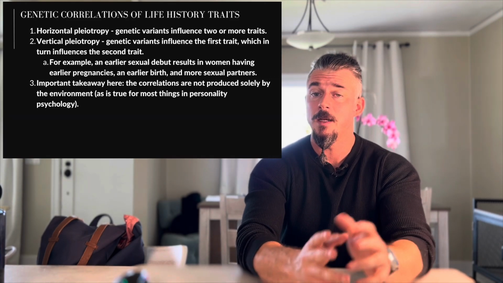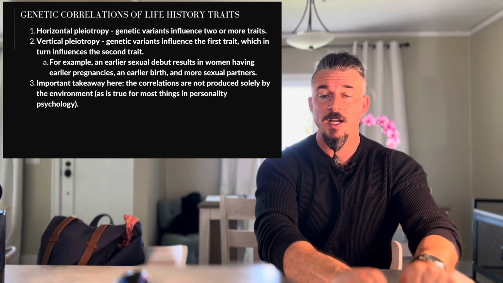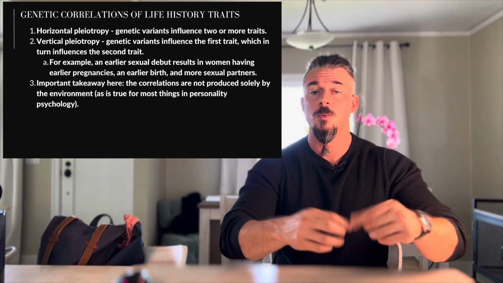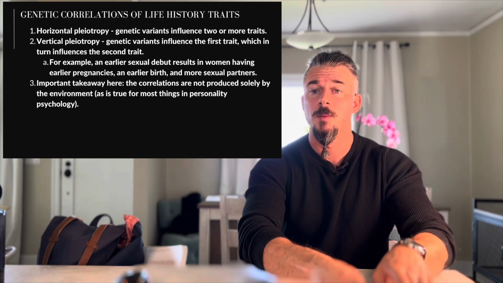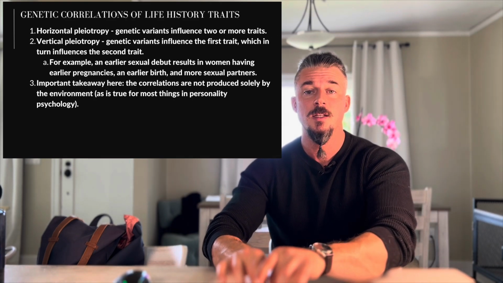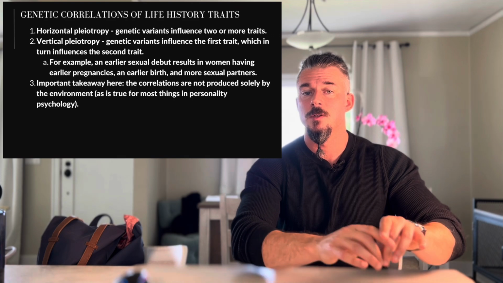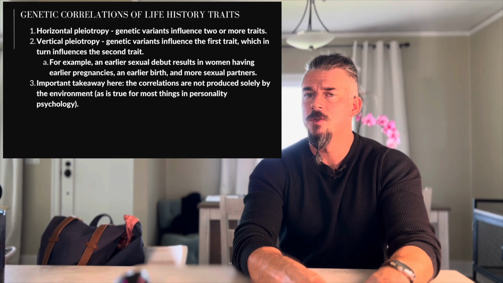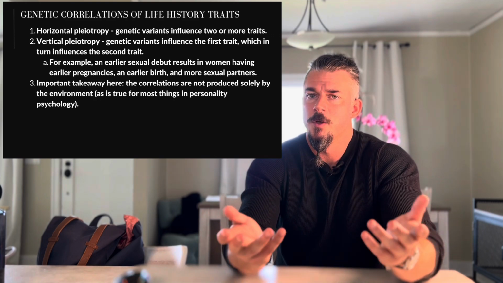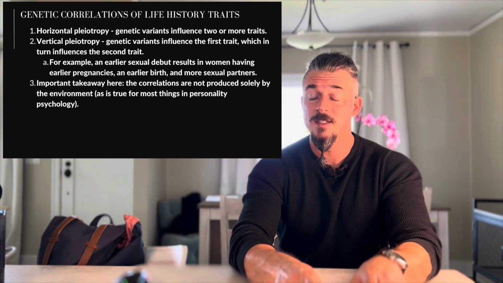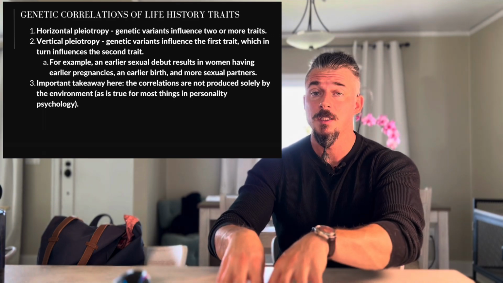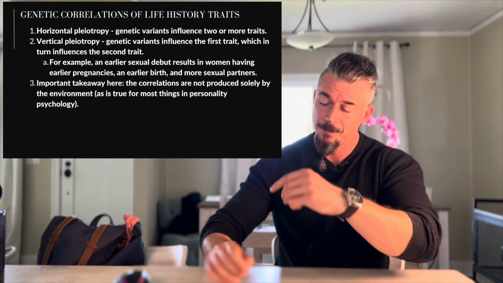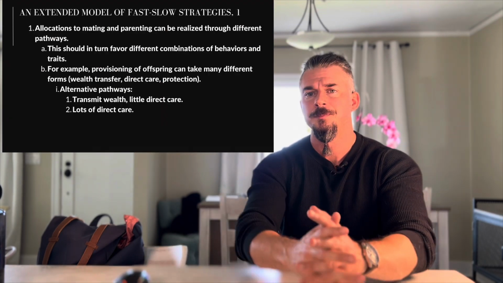Vertical pleiotropy produces some other correlations. So a genetic variant produces one trait, which in turn influences a second one. An example here: earlier sexual debut results in women having earlier pregnancies and then more sexual partners, okay? So that's the important takeaway from this one, briefly. The correlations are not produced solely by the environment. That's true for most things in personality psychology. This is developmental, so the developmental environment is important, but heritability is important too. Let's go on now to the next slide.